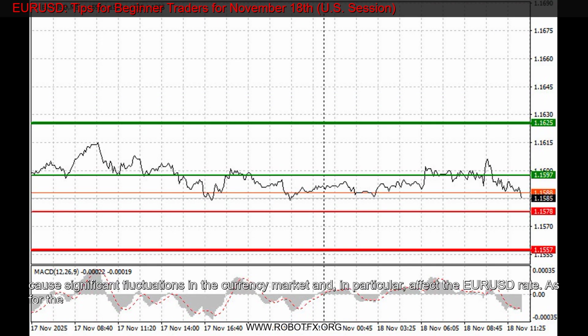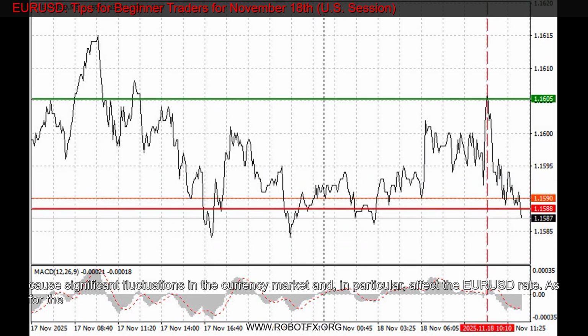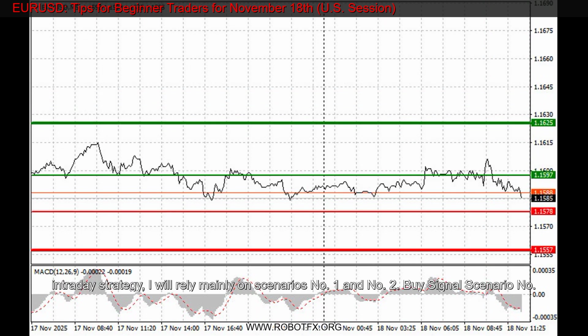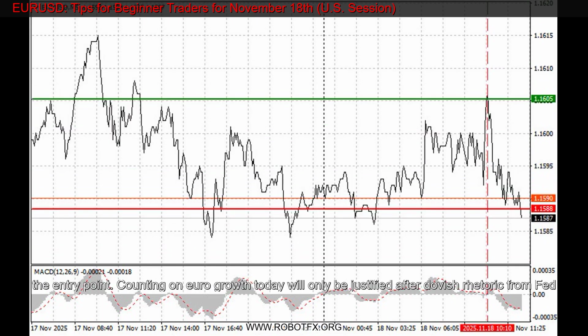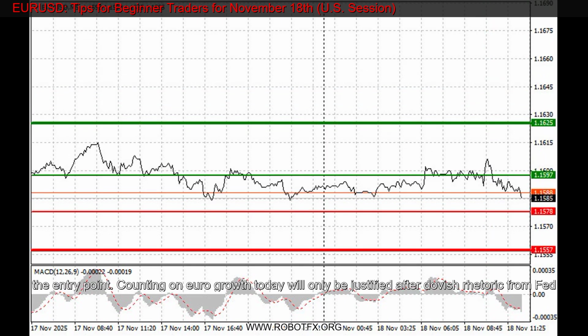Any hints of possible changes in interest rates could cause significant fluctuations in the currency market and, in particular, affect the USD rate. As for the intraday strategy, I will rely mainly on scenarios no. 1 and no. 2. Buy signal scenario no. 1. Today, buying the euro is possible when the price reaches the level around 1.1597, the green line on the chart, with a target of rising to 1.1625.